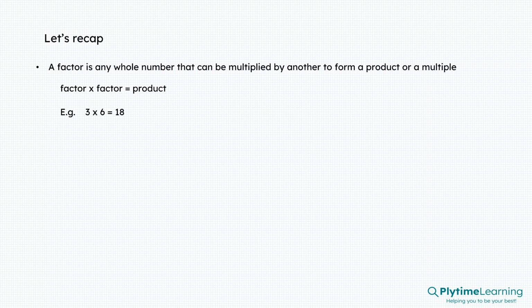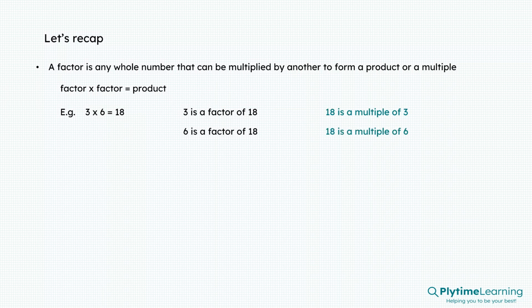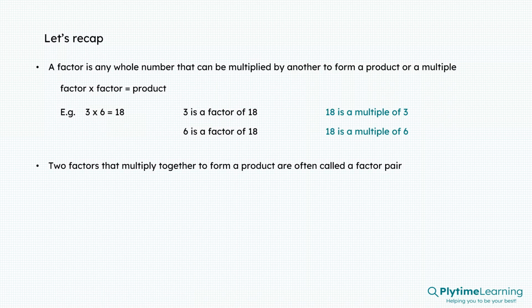So for example, 3 times 6 equals 18. 3 is a factor of 18. 6 is a factor of 18. And 18 is a multiple of 3 and also a multiple of 6. Two factors that multiply together to form a product are often called a factor pair. So 3 times 6 is a factor pair of 18.